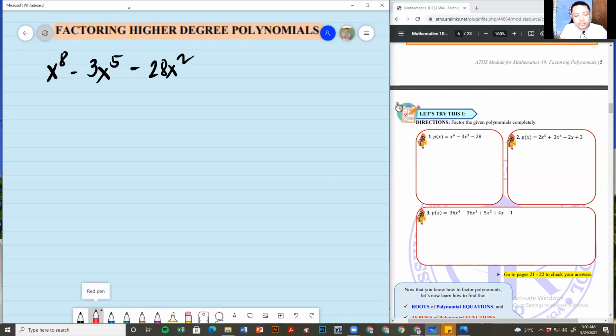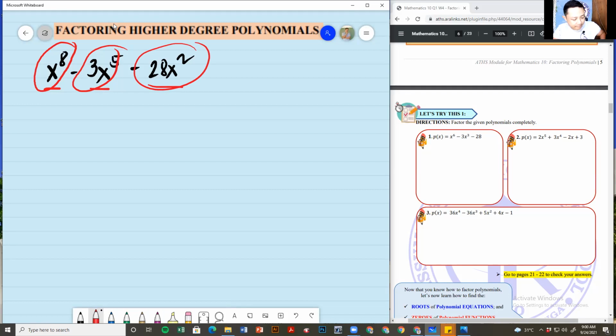First thing to always check whenever we factor are the common factors in our given. Do you see a common factor among the terms? There are three terms. Do you see a common factor among them, in the coefficients and in the variables? Kindly type your answer in the chat box. Let it be an interactive discussion. Please participate so I would know if you can follow the discussion.